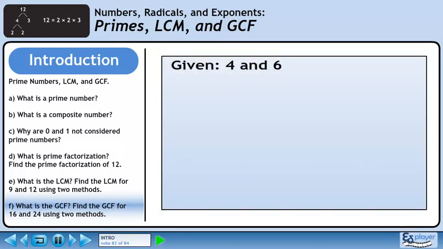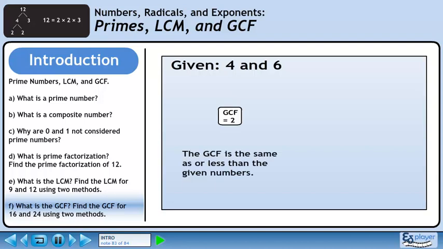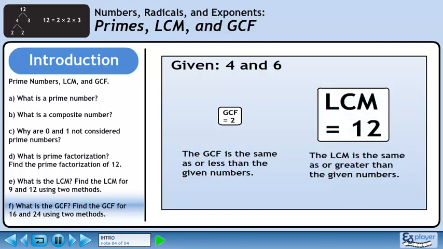Just to make sure you're clear on the concept, let's take a look at the numbers 4 and 6. The GCF for these numbers is 2. The GCF is the same as or less than the given numbers. The LCM for these numbers is 12. The LCM is the same as or greater than the given numbers.